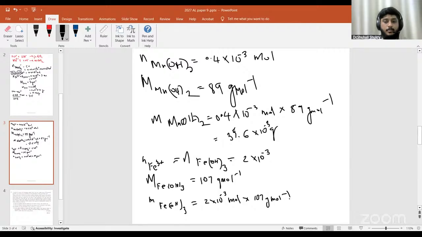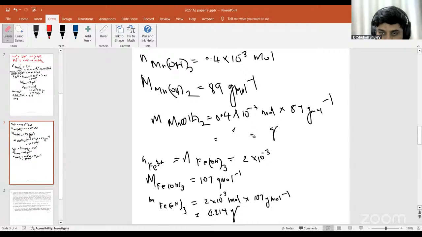So you get 214 into 10 to the minus 3, that is 0.214 grams. This one will be 35.6 into 10 to the minus 3, 0.0356 grams. We can write 0.0356 grams.